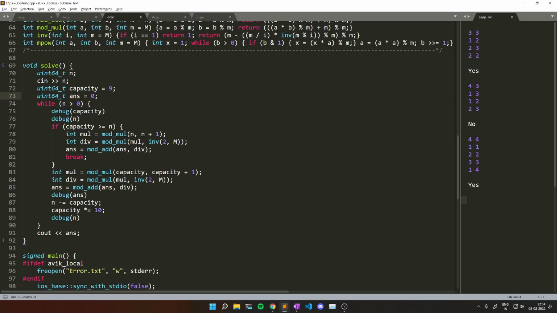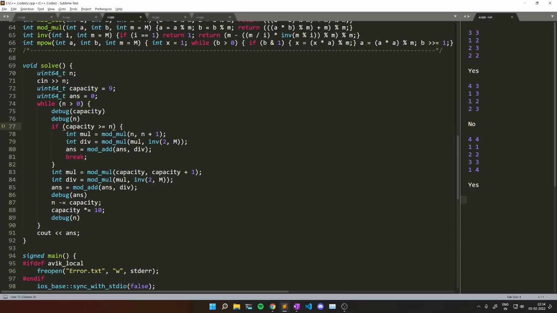So initially my capacity is 9. Now I check if my capacity is greater than or equal to n or not. What this implies is that, let's say my number is 5. Initially my first capacity is 9. I showed you that it will go like 9, 90, 900. So if my current number is less than 9, then I will take the sum up to 5. I won't go up to 9, right? Because for 5 the answer will be f of 1 plus f of 2 plus dot dot dot plus f of 5. So that is what I have done here.